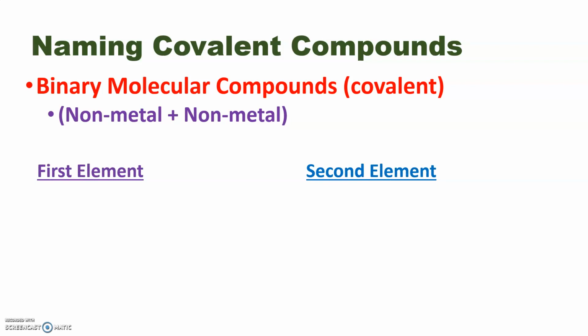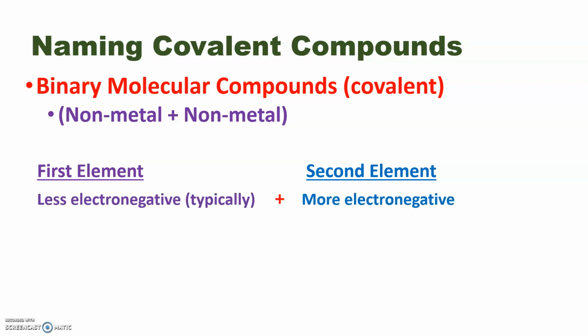Now you have two elements that make these up. Binary means two, so we're only going to be talking about covalent compounds with two elements. The first element that you write is usually the less electronegative. So if you're wondering what order to put the elements in when you write and name them, you usually put them from less electronegative to more electronegative.